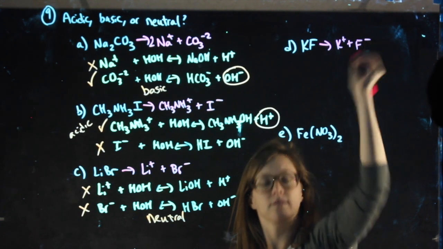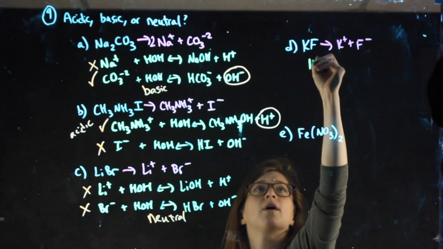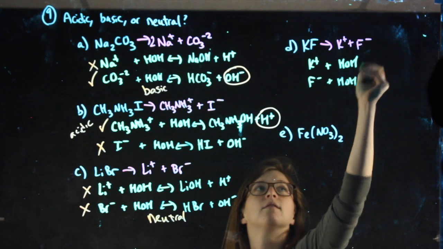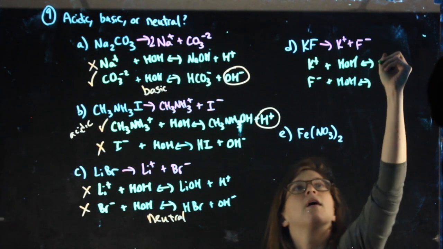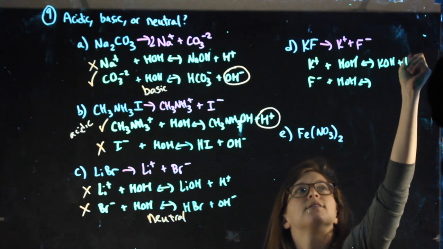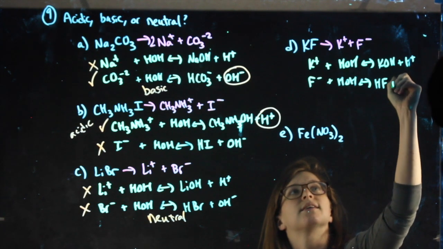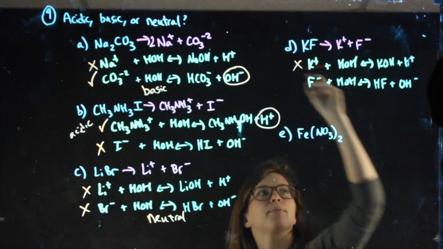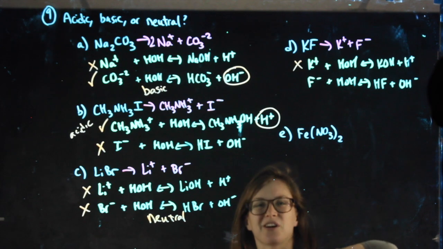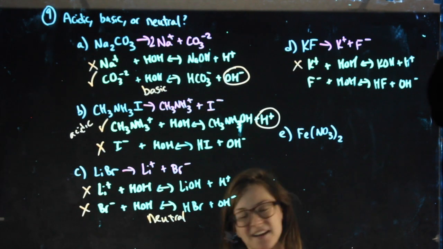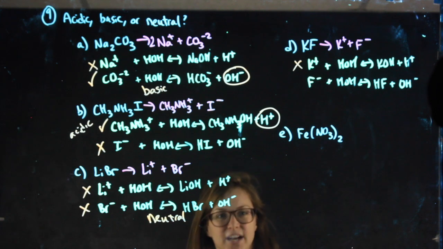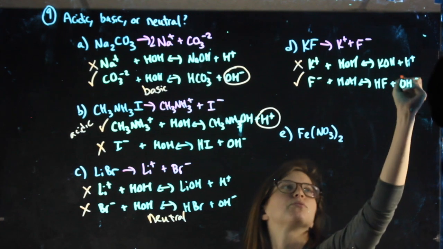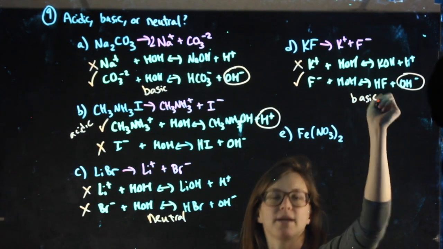KF. Testing against water. Positive ion steals hydroxide, releases H. Negative ion steals hydrogen, releases OH. Strong doesn't happen. Strong, not strong. I fell into a trap there. HF is not strong. It looks like a lot of our strong acids, HCl, HBr, HI, but it's not strong, so this one does happen. The one that happens releases hydroxide. This would be basic.